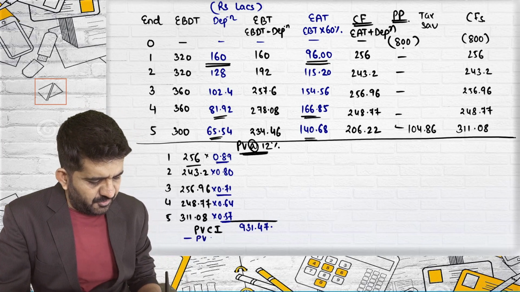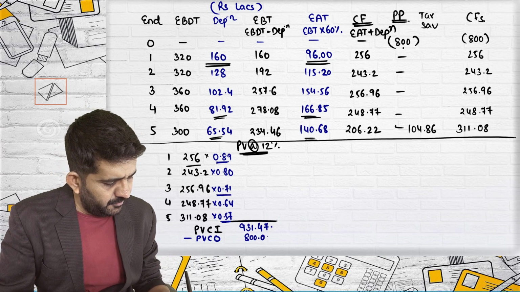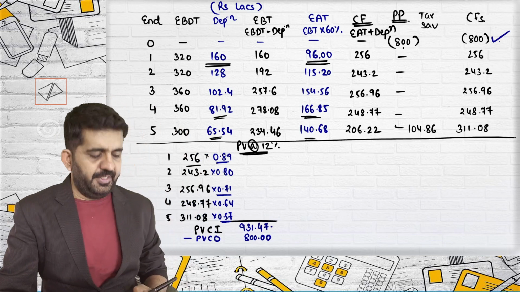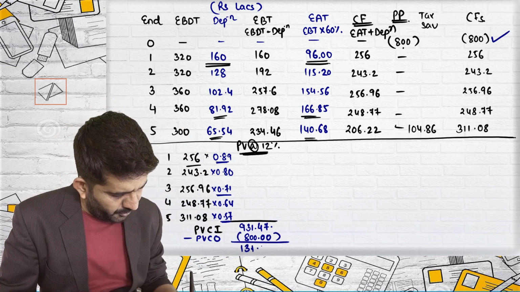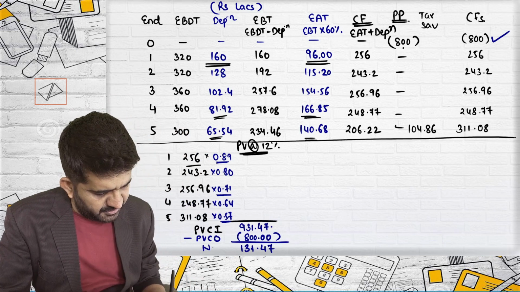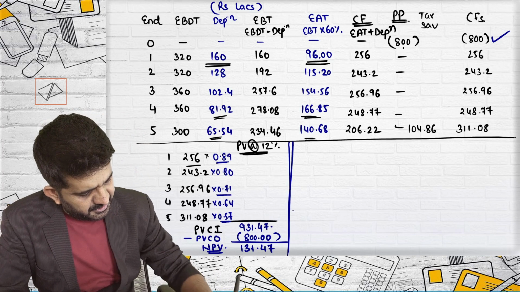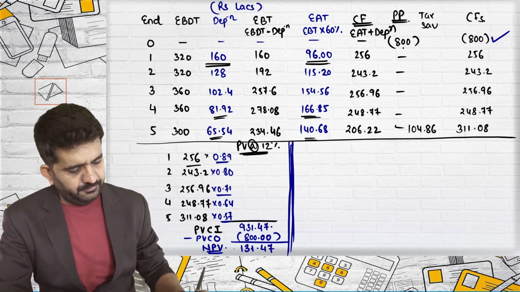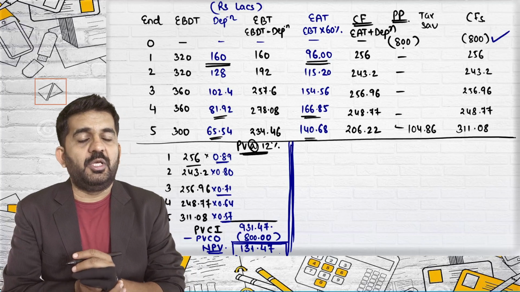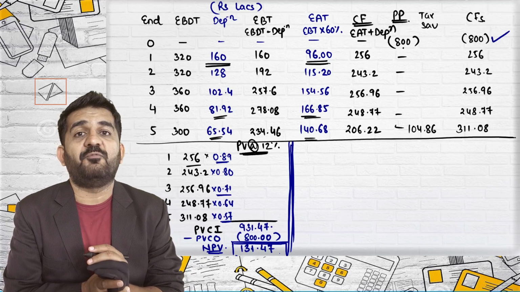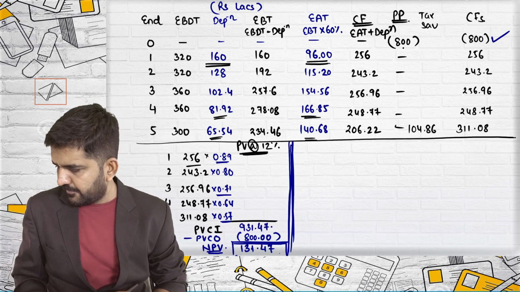Minus present value of cash outflow 800, we have already found out 800. This is 131.47, which is nothing but the NPV of the project. This is my NPV, 131.47. Now whatever calculations I'll be doing, that will be of IRR, because IRR is also asked.